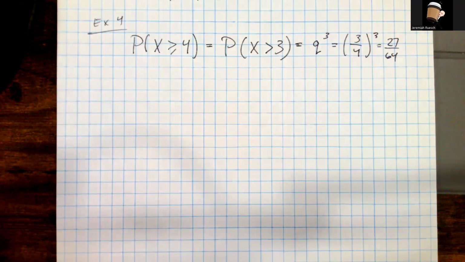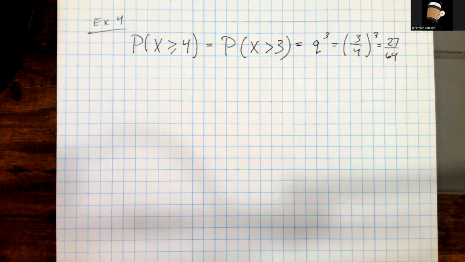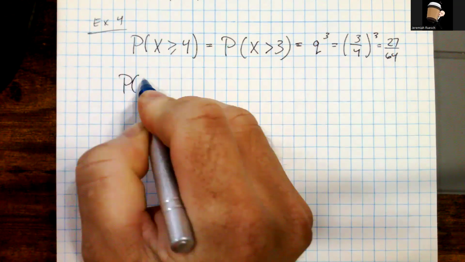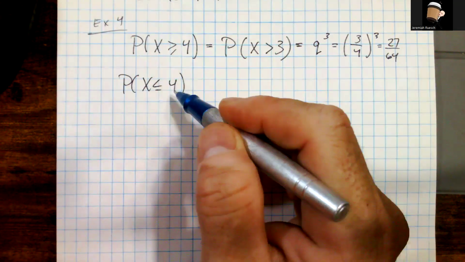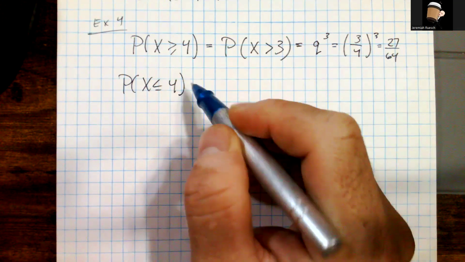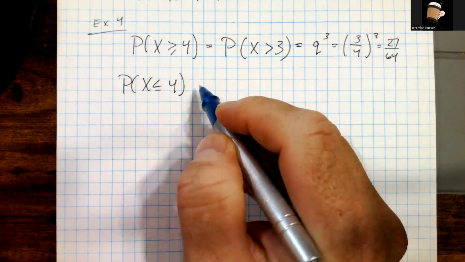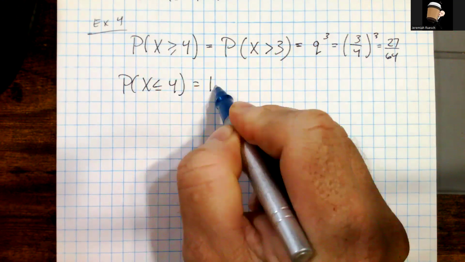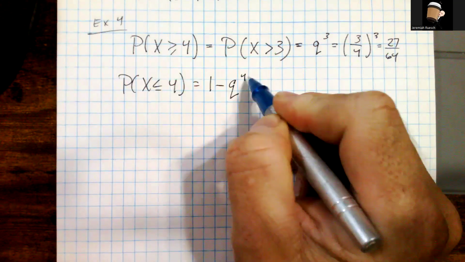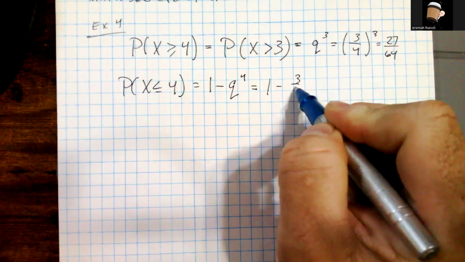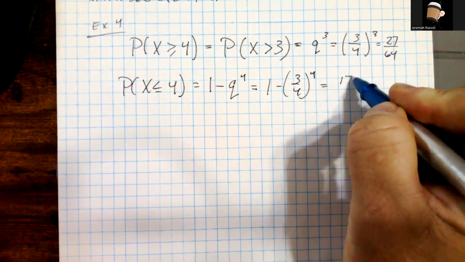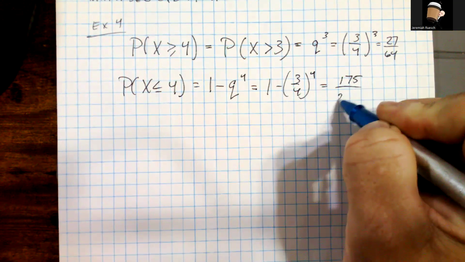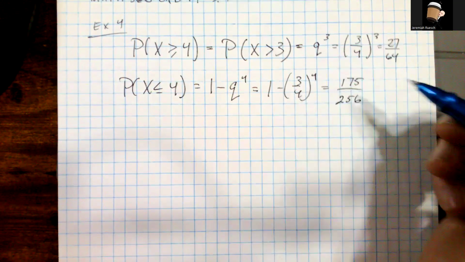Therefore, the probability that at most 4 flies have been checked for eye color to observe a white fly is given by P of x less than or equal to 4. So again, this is the probability that at most 4 flies have been checked to observe a white eye fly. That is 1 minus q to the 4th, which is equal to 1 minus 3 over 4 to the 4th, which, putting this into the calculator, is 175 over 256.